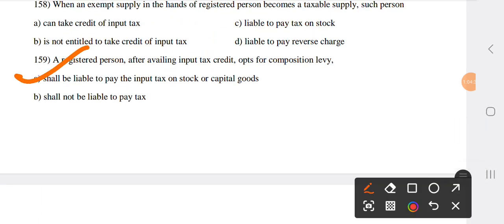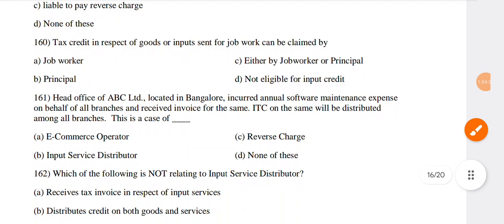Next question. Tax credit in respect of goods or input sent for job work can be claimed by option A, job workers, B, principal, C, either by the job workers and principal, or D, not eligible for input credit. And the correct option is B.